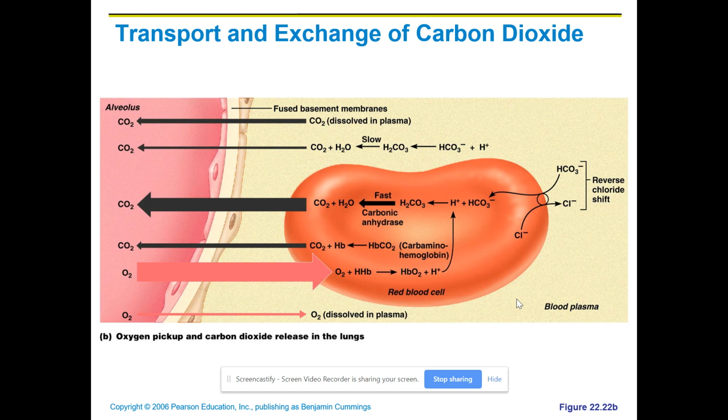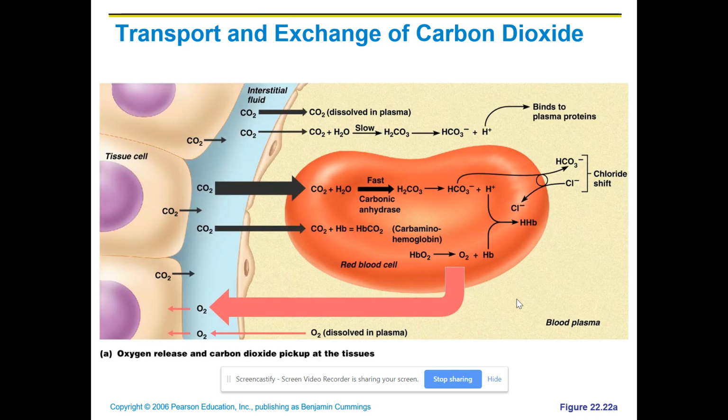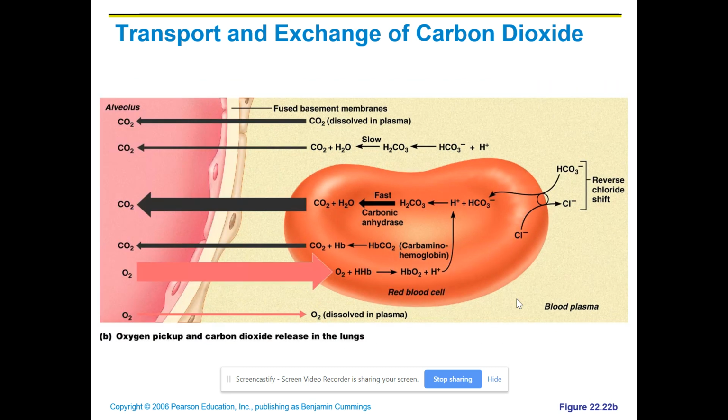And then it's back to the tissues again. In the tissues, carbon dioxide comes from the tissues, enters the blood. Some dissolves. Some enters the red blood cell, attaches to hemoglobin. Some enters the red blood cell, combines with water in the presence of carbonic anhydrase, forms carbonic acid, separates into bicarbonate and hydrogen ions. Bicarbonate leaves. For every bicarbonate that leaves, a chloride enters. And then it's off to the lungs.